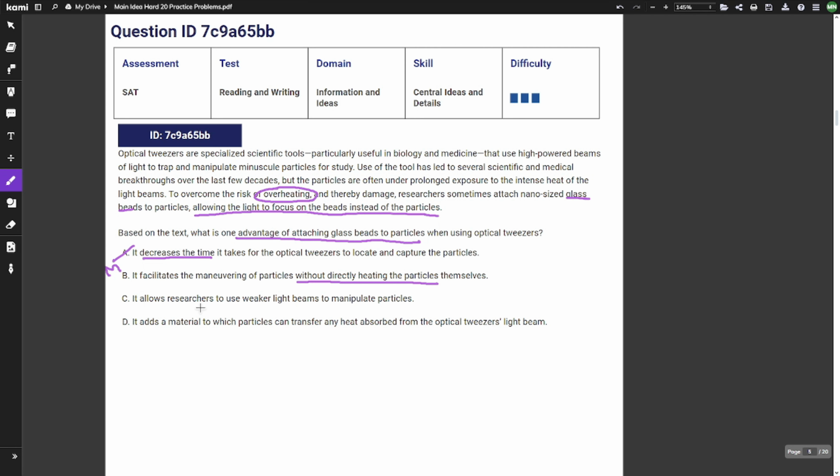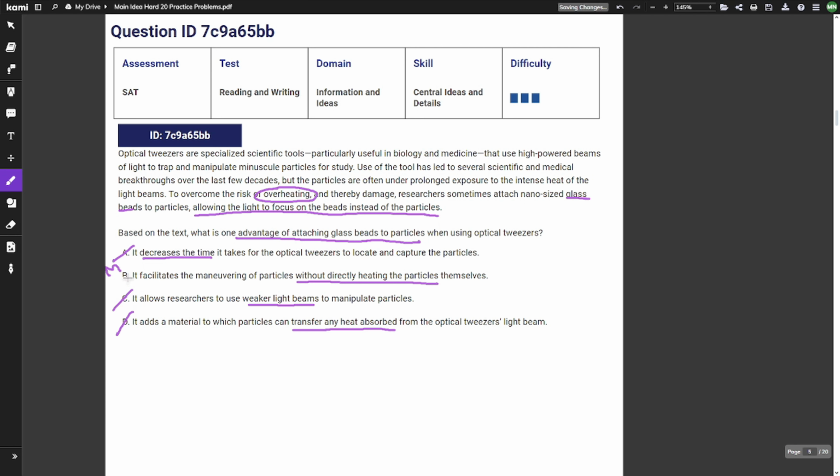C, it allows researchers to use weaker light beams. Once again, it never says that, so it's not going to be C. And then D, it adds a material to which particles can transfer any heat absorbed. It only says that these glass beads take the focus of light. It never says that it's transferring heat or doing any of that. So it's not going to be D either. And our best answer will be B.